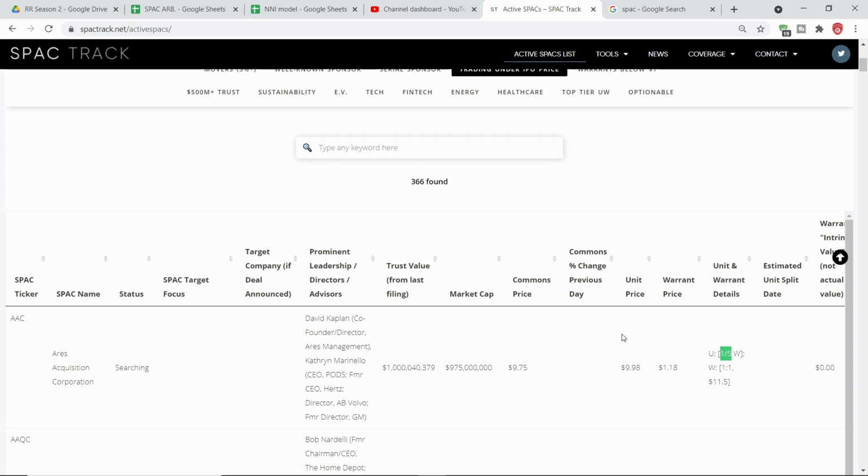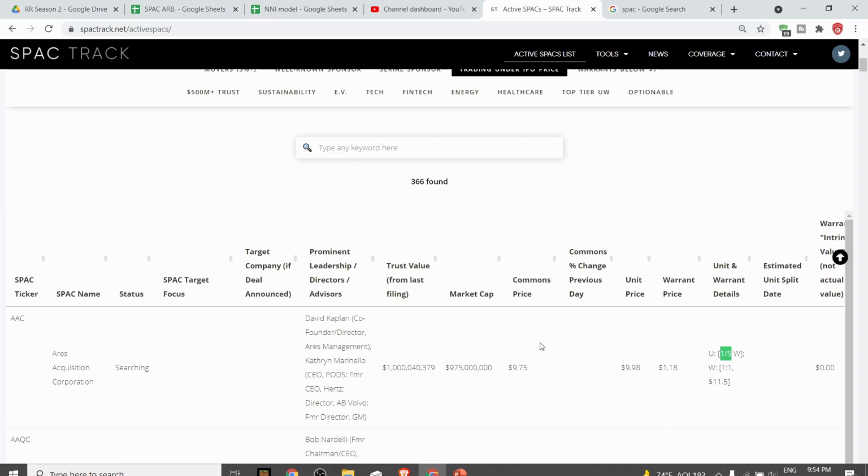If you are buying units, you want to buy the right number. You don't want to buy the wrong number. Let's say you buy 4 units and it's 1/5 of a warrant per unit. You're not going to get a whole warrant, and that would not be good.